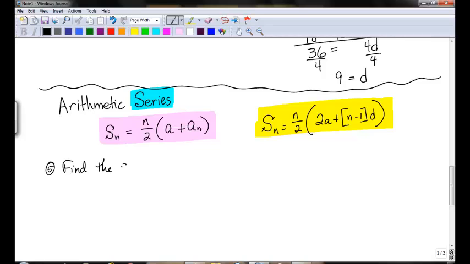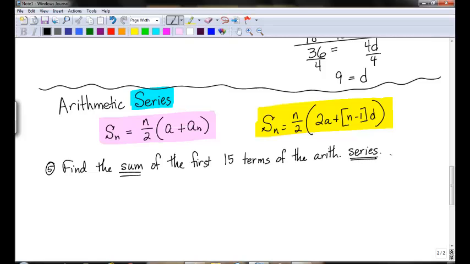Okay, examples. Say they ask you to find the sum. There's your key word that you're using a series formula. Don't let your eyes skip over that word. Find the sum of the first 15 terms of the arithmetic series. There's another key word telling you what to do. And here's their series.